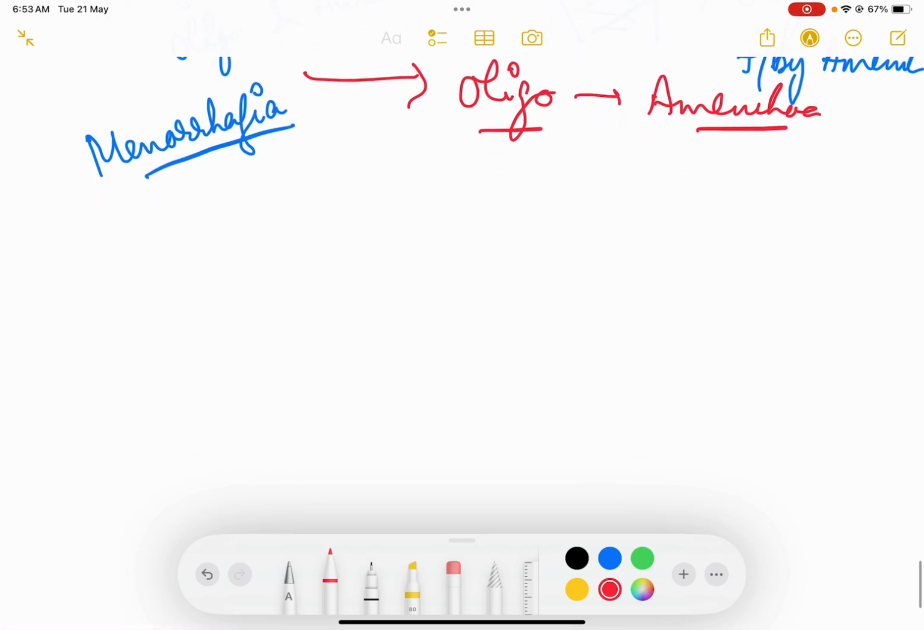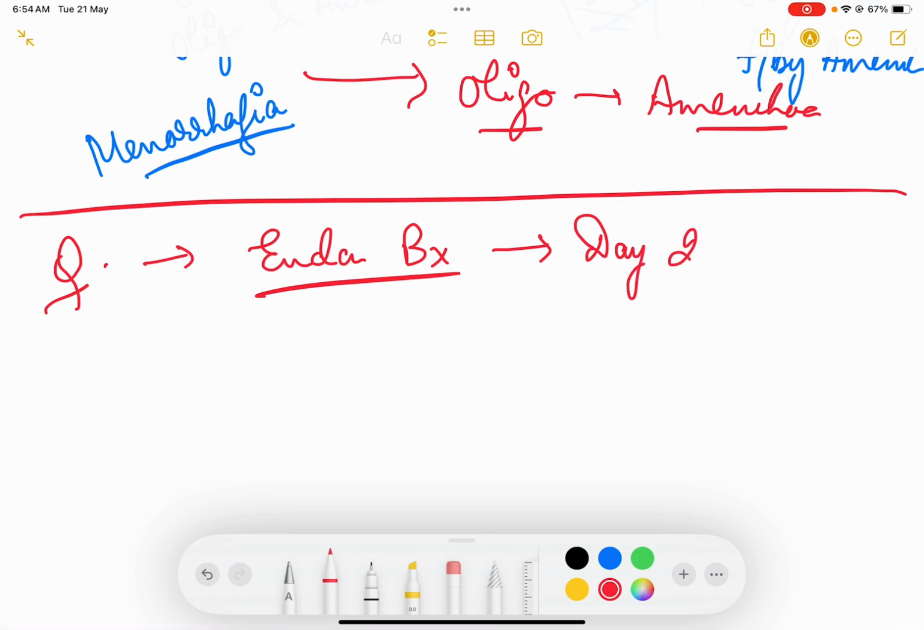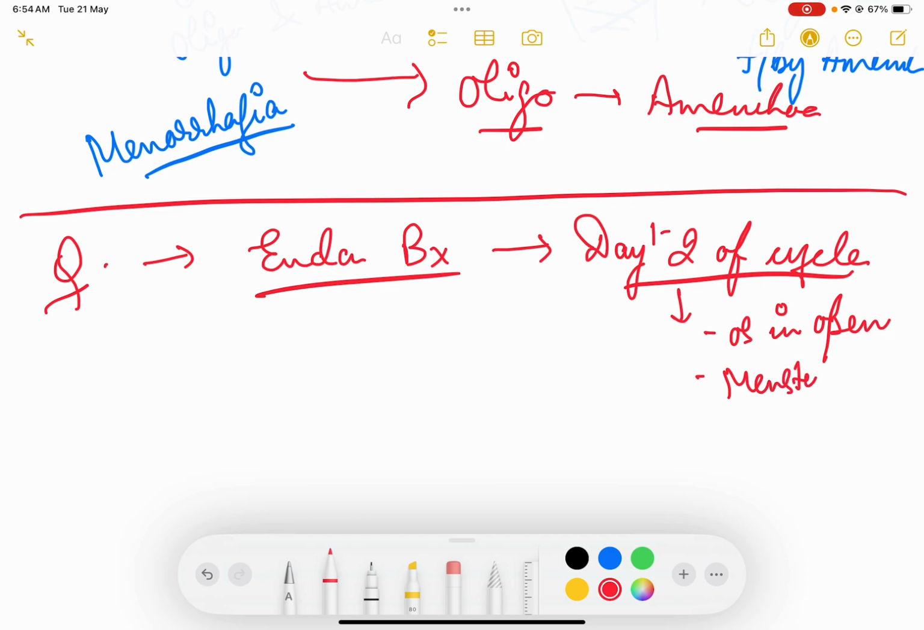One more important thing I would like to tell is how do you diagnose endometrial tuberculosis. The diagnostic modality will be endometrial biopsy. When is endometrial biopsy done? Day 2 of cycle. We will do it in the early part, day 1 to day 2 of cycle. Why? Number one, the external os is open at that time because the patient is menstruating. Second, menstrual blood can be taken for TB PCR, polymerase chain reaction. This is a very diagnostic test in which AFB bacilli can be found.